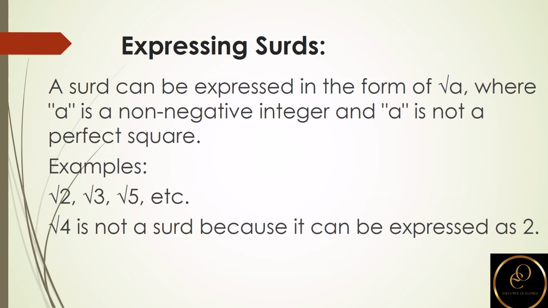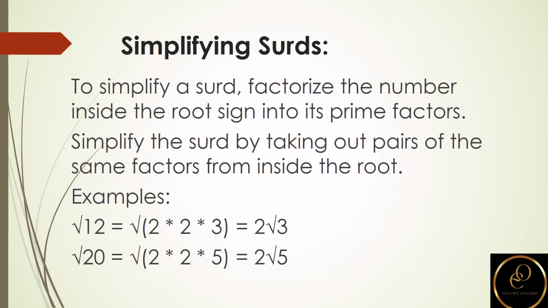But just to demonstrate, 4 is not a Surd because the square root of 4 is expressed as 2. So that is a perfect square. The square root of 2, the square root of 3, the square root of 5, these are not perfect squares. Therefore, they are Surds.